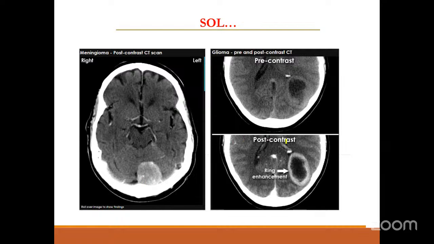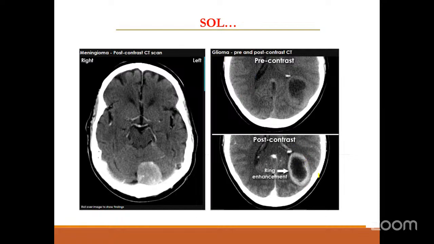The second image, what you're seeing here, is another space-occupying lesion. But how does it look? You have a hypodense lesion, which on contrast has a clear ring enhancement. This can be an abscess or this can be a tumor like a glioma.